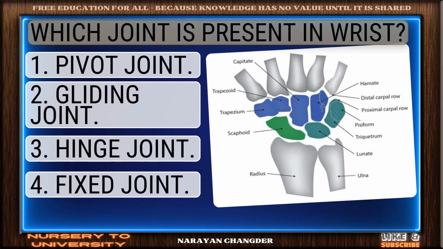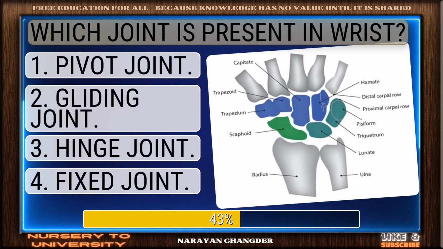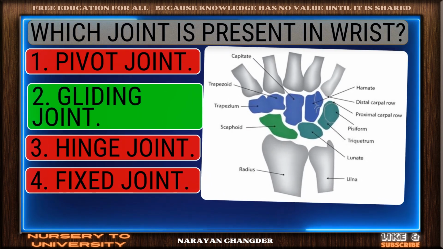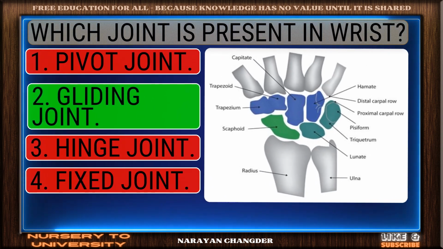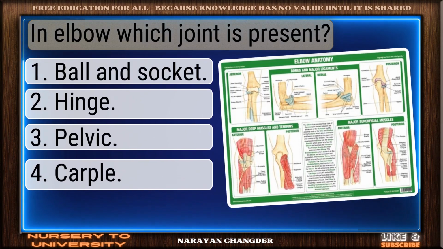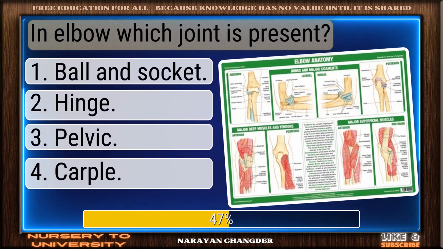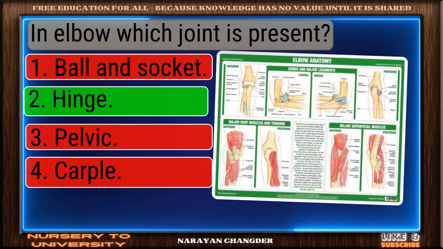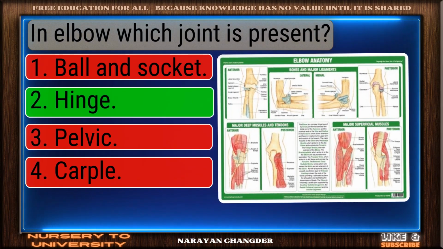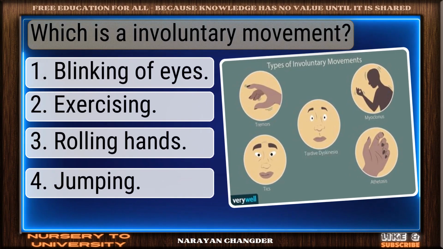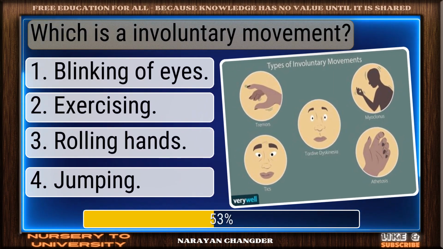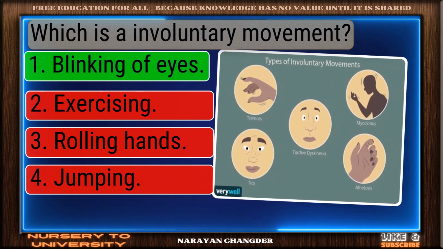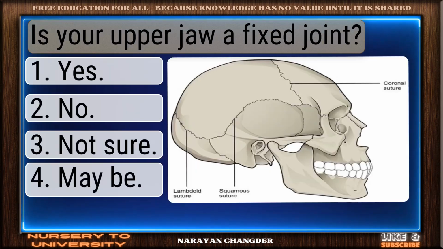Which joint is present in wrist? Nice work. You chose gliding joint, and it is correct. In elbow, which joint is present? Clear logic. Your choice hinge is sound and 100% true. Which is an involuntary movement. Well reasoned. Blinking of eyes is the correct choice.